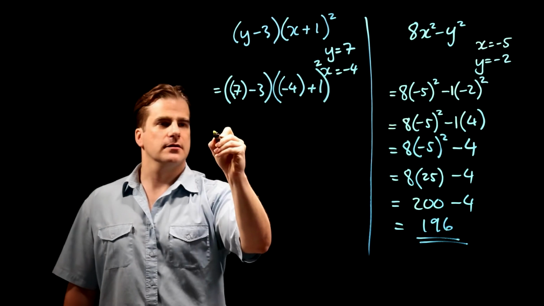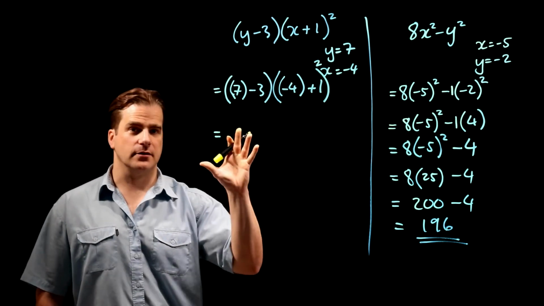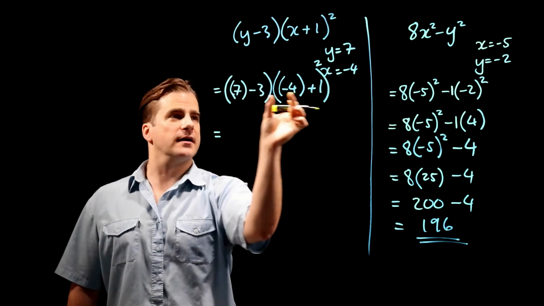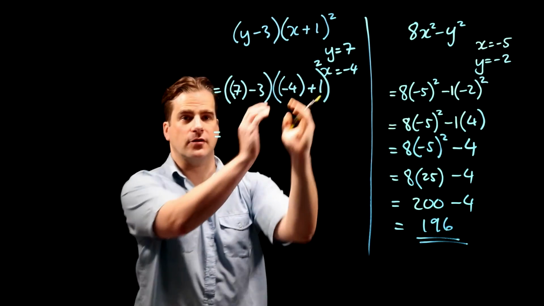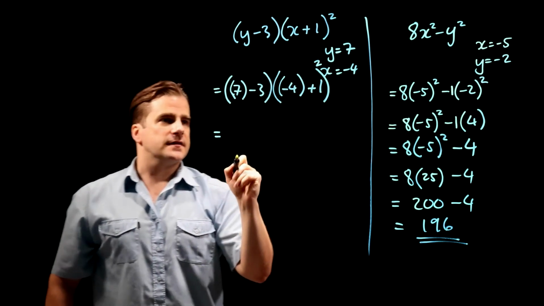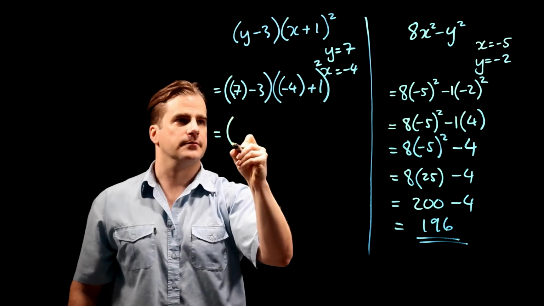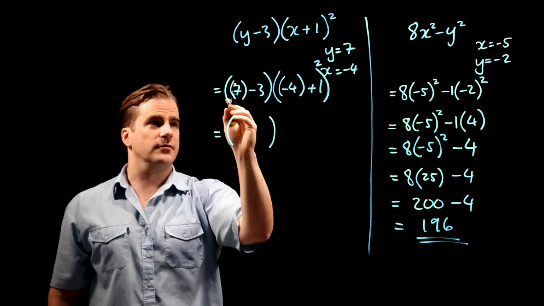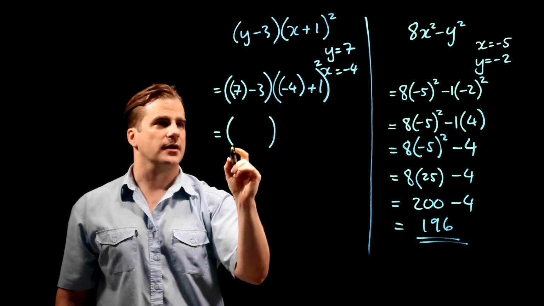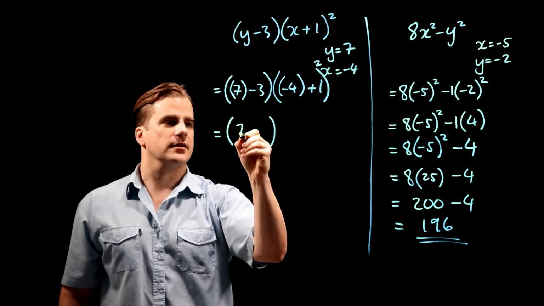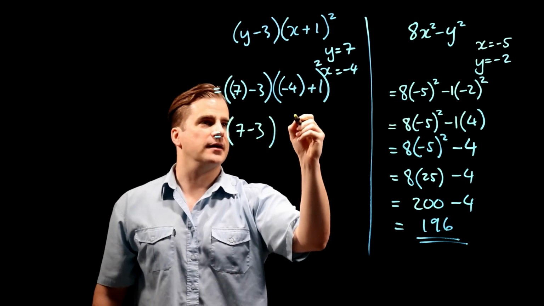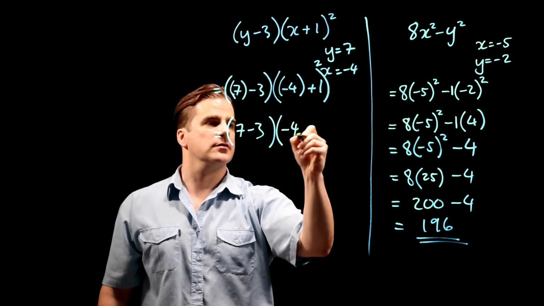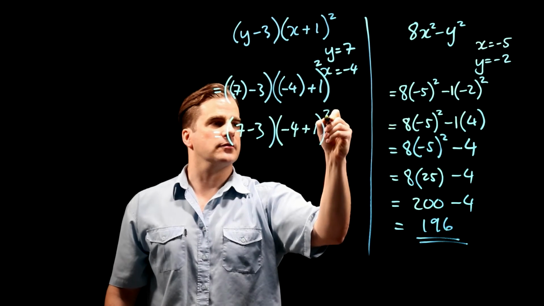Good. So, BIDMAS, B. Most important thing is brackets. We need to sort out what's inside this bracket and what's inside this bracket before we multiply the two brackets together. So, let's sort out this bracket. 7 with a bracket around it, well, we can remove the brackets because 7 with a bracket around it and nothing in front is just 7. It's +7, so that's 7 minus 3. This bracket here, again, we can remove the small brackets. It's just -4 plus 1, squared. Okay?